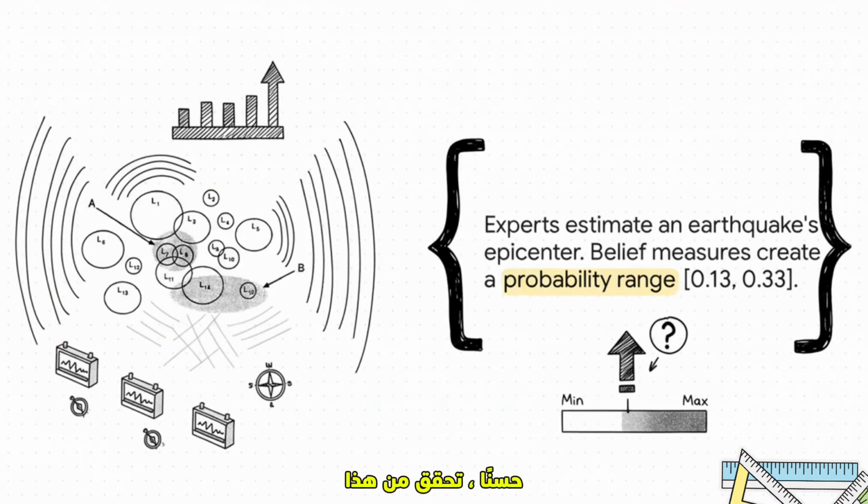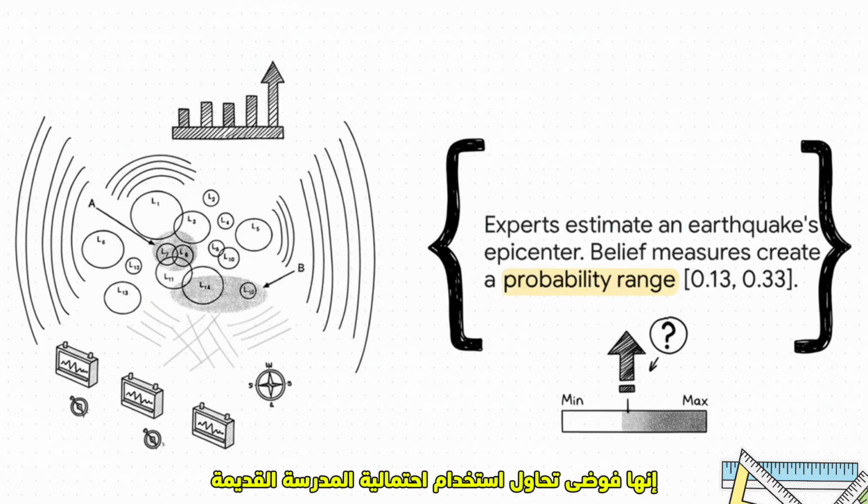Okay, check this out. This is a fantastic example. You've got a bunch of seismologists trying to pinpoint an earthquake's epicenter. See all those circles? Each one is an expert's opinion. They overlap, they conflict, it's a mess. Trying to use old-school probability here would be a total nightmare.